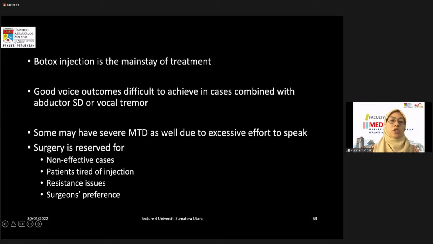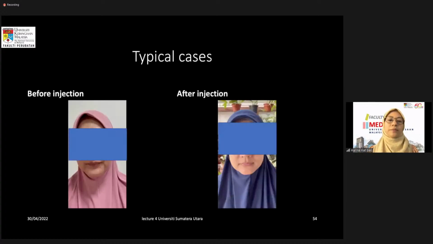A little bit on surgery. Surgery is reserved for non-effective cases. Patient who is tired: "Doctor, I'm so tired of this injection every 3 months. Can you do operation?" And you think about doing operation. Or the patient has developed resistance. Remember, I told you about resistance. Or sometimes some surgeons prefer doing operation than injecting botulinum toxin.